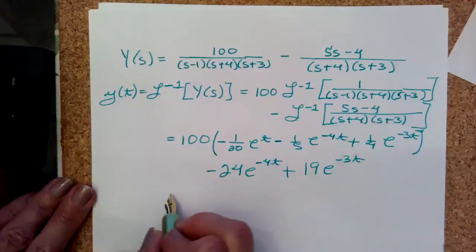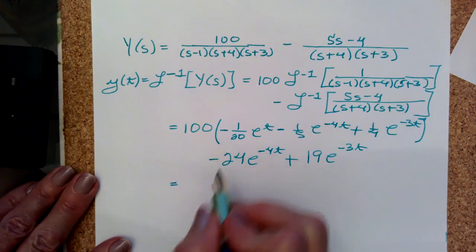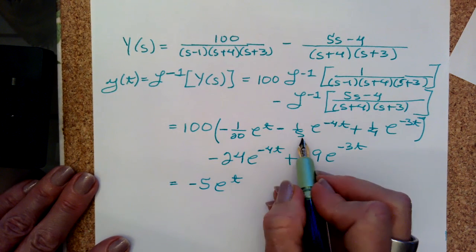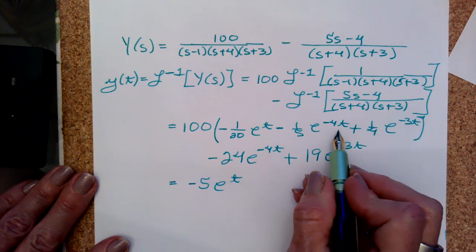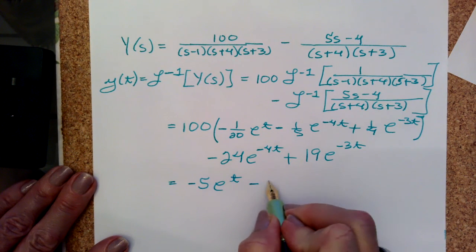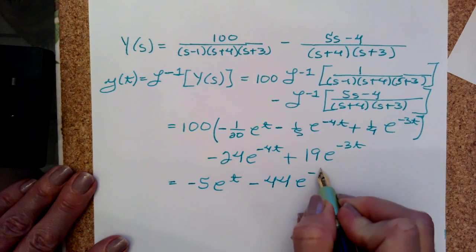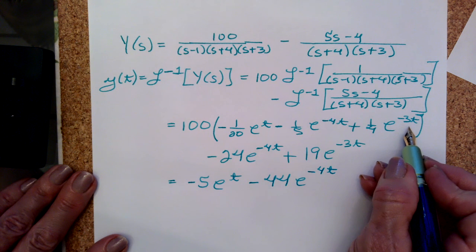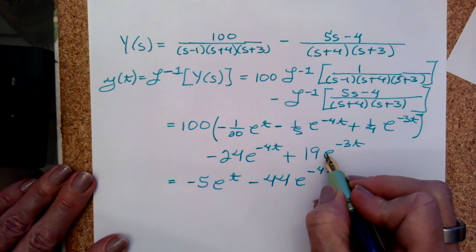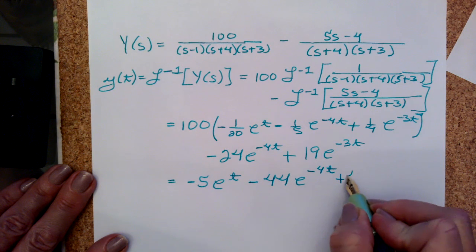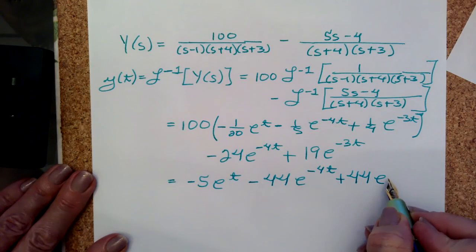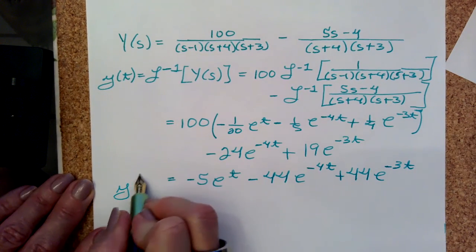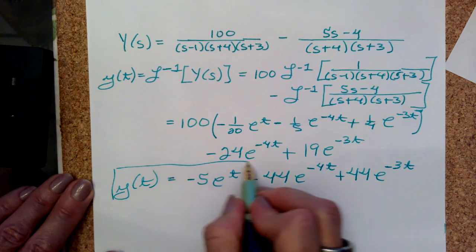Okay, so now we can do a little combining here. 100 divided by 20 is 5, and there's a minus sign, so that's minus 5 e to the t. Then it is minus 20 e to the minus 4t, and then minus 24, so I believe that is minus 44 e to the minus 4t. And then this is 25 e to the minus 3t plus 19, so 25 and 19 is 44. Right? Yep, that's right, e to the minus 3t. So there is your solution.